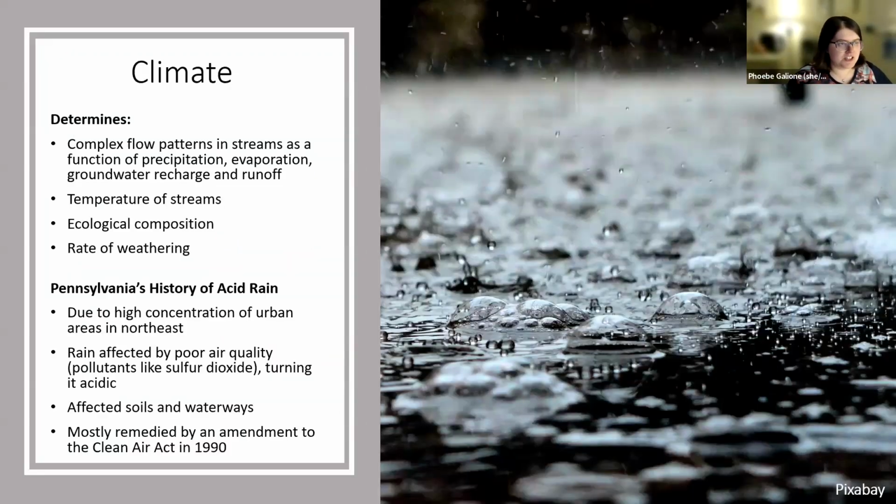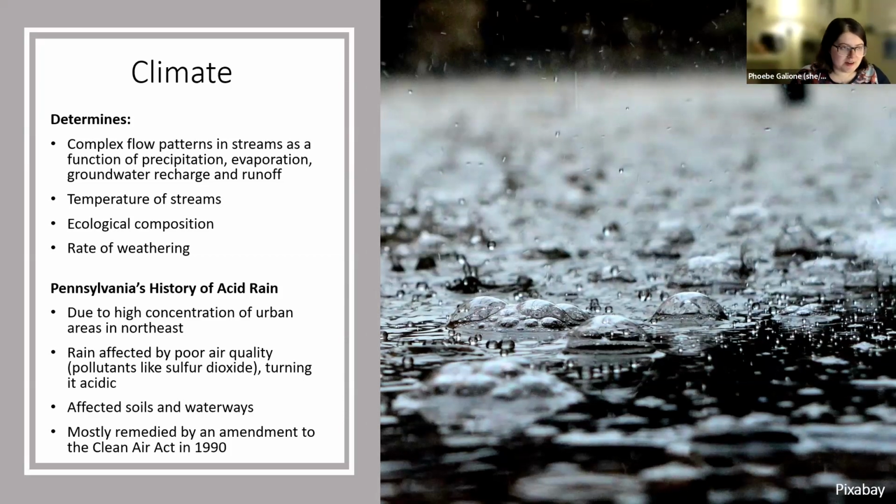All right, that was a lot on geology, and we are now going to move into climate. So climate, again, a super big influencer on y'all's data. It'll determine the complex flow patterns in streams, so precipitation, evaporation, groundwater recharge, runoff, the water cycle, hugely involved with climate, of course. We'll have the temperature of streams. You'll get those higher temperatures in the summer, cooler temperatures in the winter. Ecological composition, we have critters that like certain weather patterns or temperatures and others that don't. And then the rate of weathering, so how quickly our geology is eroding.